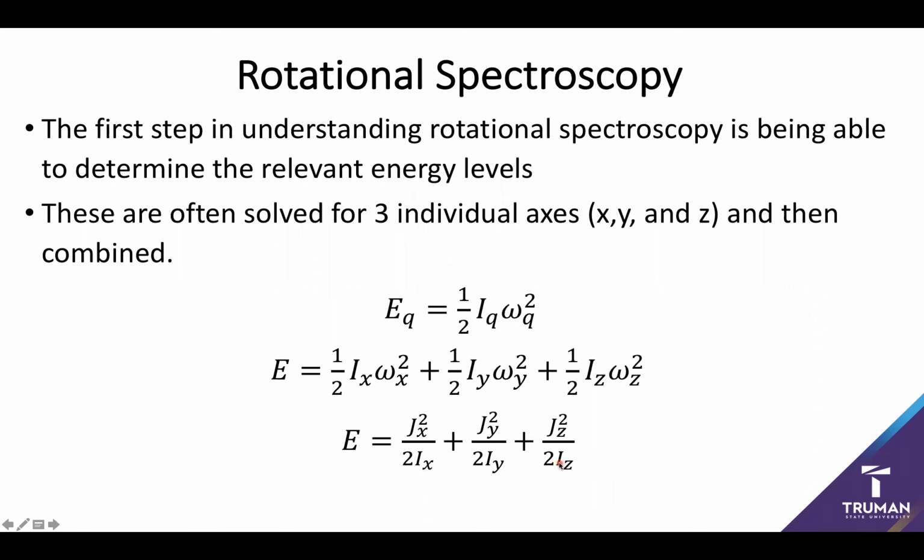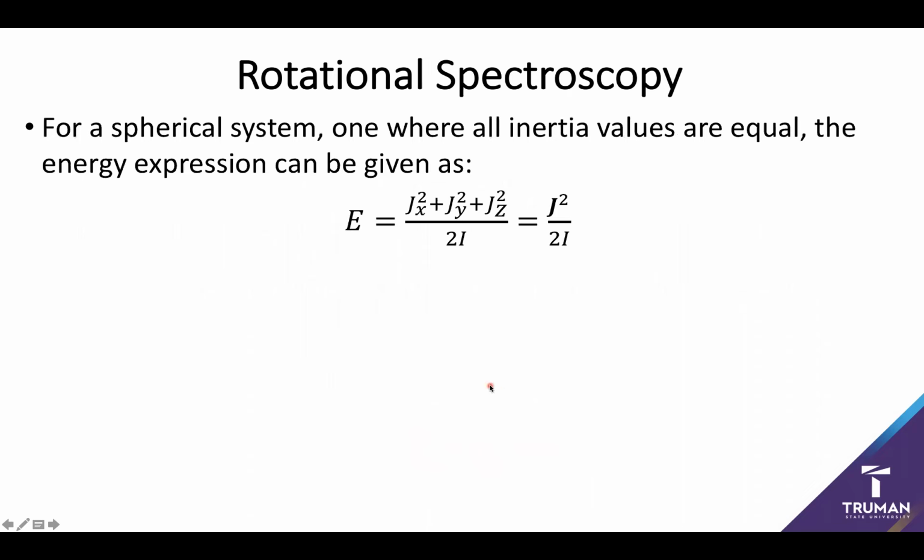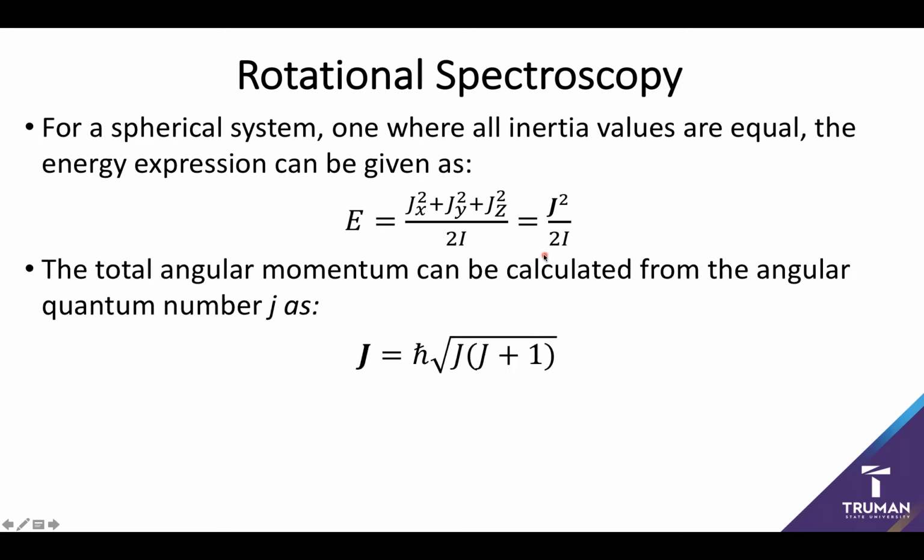Now, for spherical systems, this is actually quite a simple equation to use, because it turns out that when all of our moments of inertia are identical, that term essentially becomes shared. And then all we're left with is the energy being dependent upon the sum of our individual component angular momenta divided by twice the total moment of inertia. Now here we also get very lucky in that the sum of the individual component angular momenta is just our total angular momentum, because who doesn't love a nice simple expression? And as a reminder, we can find our total angular momentum based on our angular quantum number.